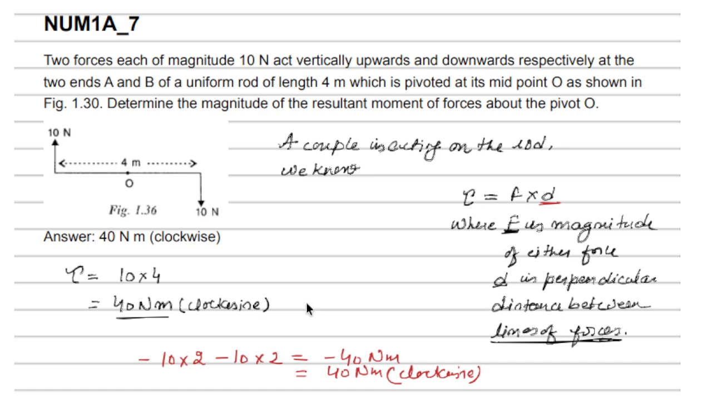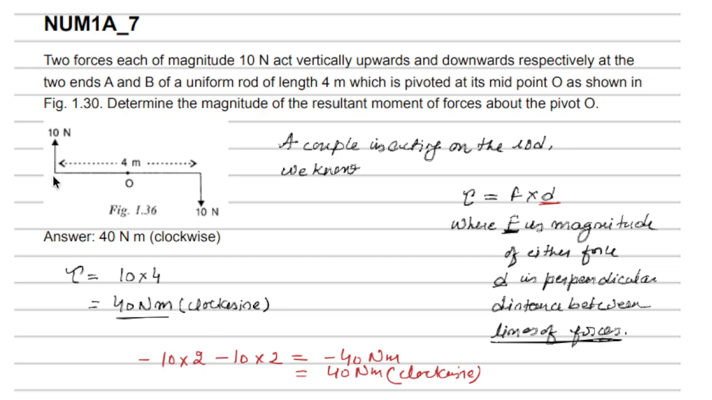Now, if you are not attempting this question as a couple case, you can individually calculate the moments about this point. So I will calculate about this point, and about this point due to this force, it will be 10 Newton into 2 because see the distance is 2 meter now because it is a midpoint. So 10 into 2, the direction will be minus 20, right? The moment will be minus 20 Newton meter. So here it is, I've done the calculation, minus 10 into 2.